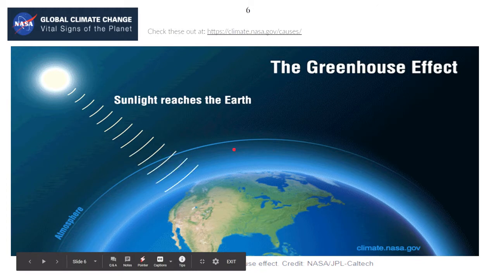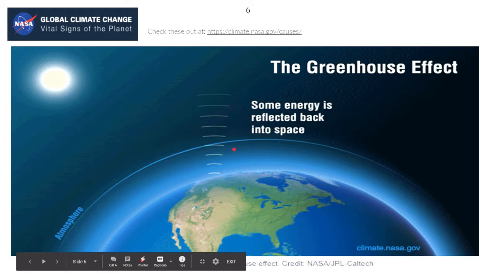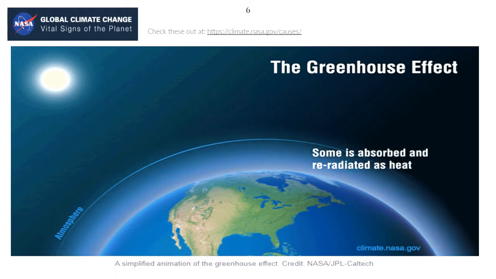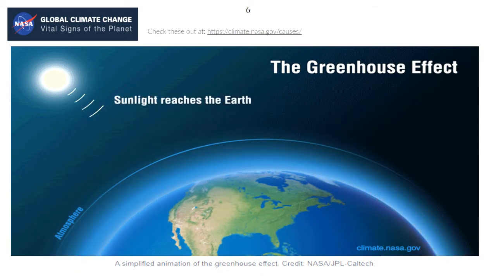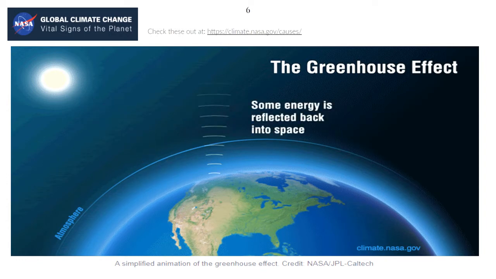This simplified animation of the greenhouse effect is from NASA JPL Caltech, wherein the fictional characters Sheldon, Leonard, Howard, and Raj from The Big Bang Theory work as scientists. I love that show. That's my favorite TV show.